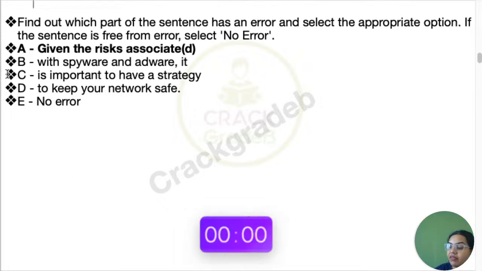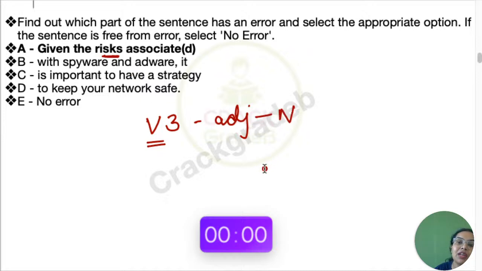The answer is A. Very, very simple. Now we are talking about given the risks, what kind of risks? See, there are times when we use a verb in its third form acting as an adjective. Okay. So we will get a past participle in its third form and it is not going to act as the main verb of the sentence. Rather, it will act as an adjective. That means it is going to help us describe a noun. So given the risks associated with what? With spyware and adware associated. It is important to do what? Have what? A strategy. To do what? To keep your network keeping something in a way. So this is an adjective, which is absolutely right. Good job.